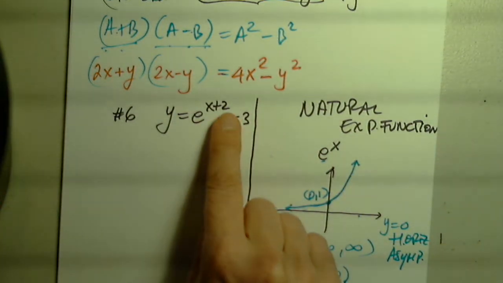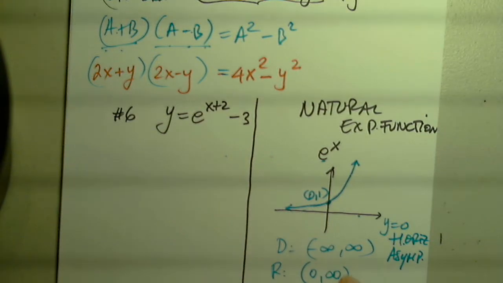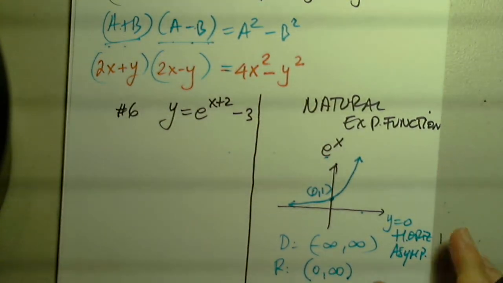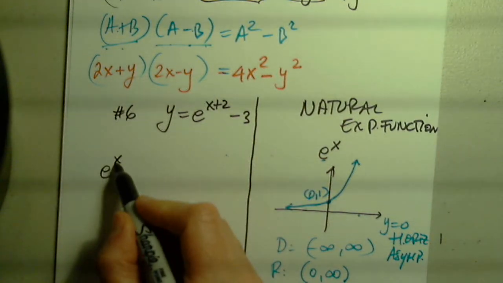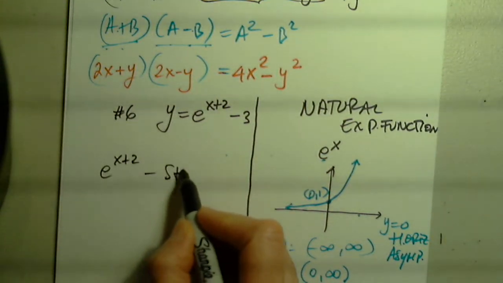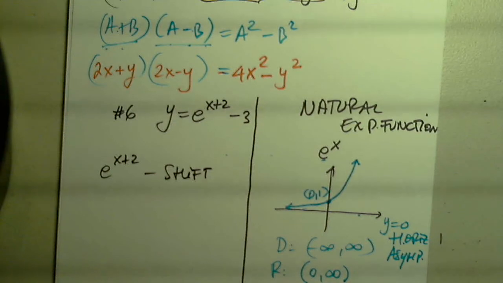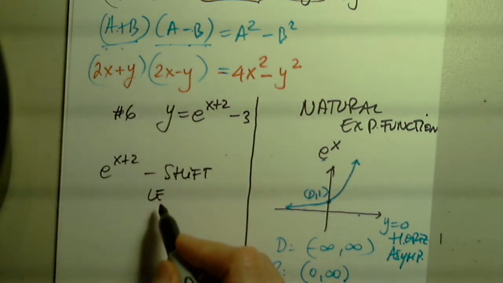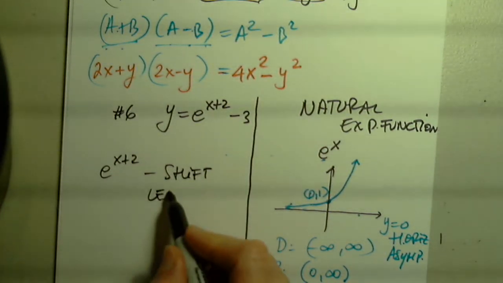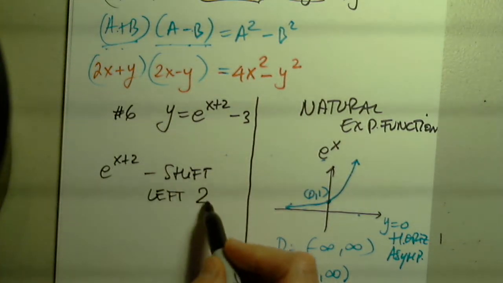e to the x plus 2 will be a shift. Anyone remembers, first of all, where will that shift be? So e to the x plus 2 is a shift. Where? Anyone remembers where? Is it to the left 2? Excellent. It is. Who was that? Chris? Thank you. Left 2.